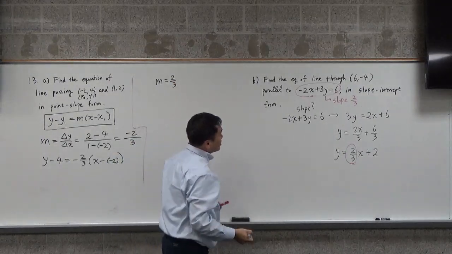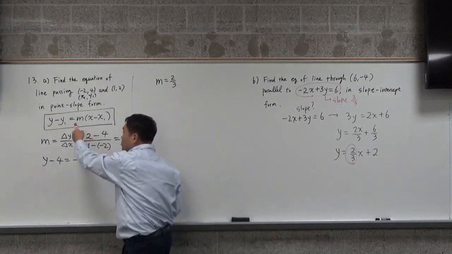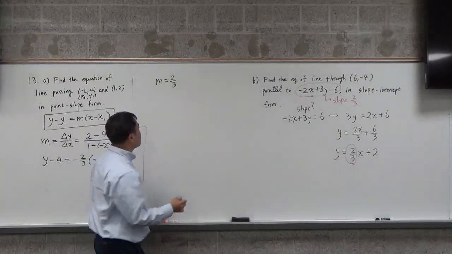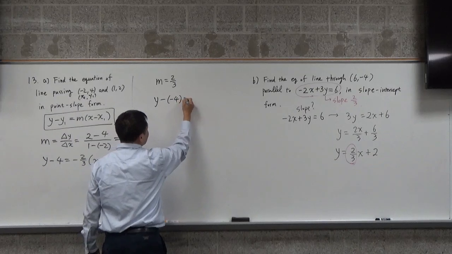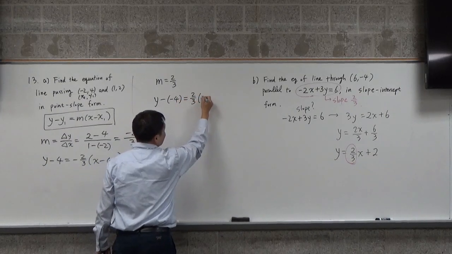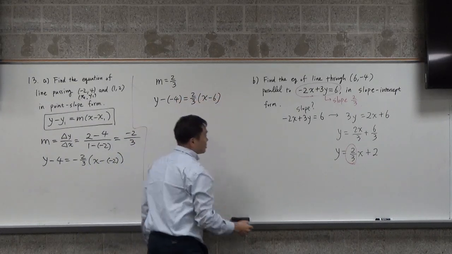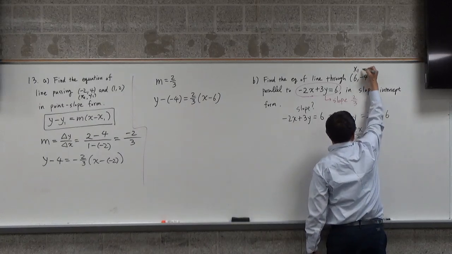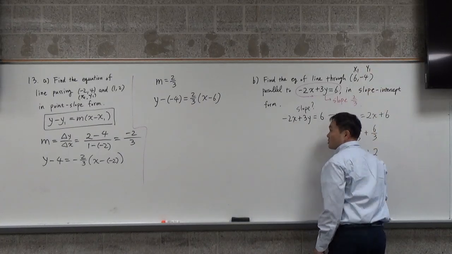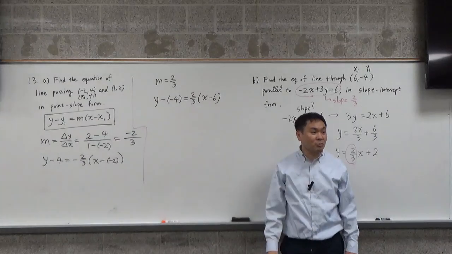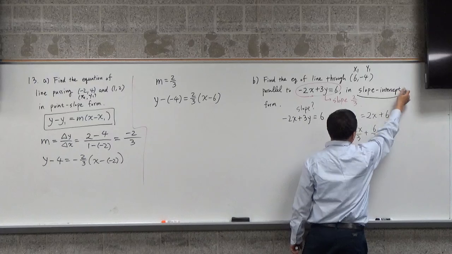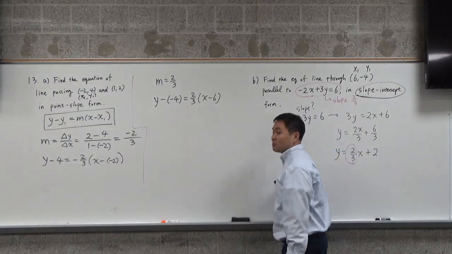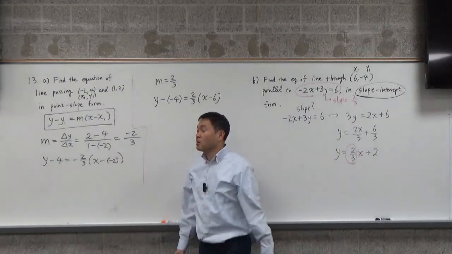And then we'll again resort to the point slope form. So we'll just use the point slope form. y minus -4 equals 2/3 times (x minus 6). Again, we're using 6 as x1 and y1 as -4. So I plugged everything into the point slope form. But we don't stop here because the question says find it in slope intercept form. That means we have to solve this for y.